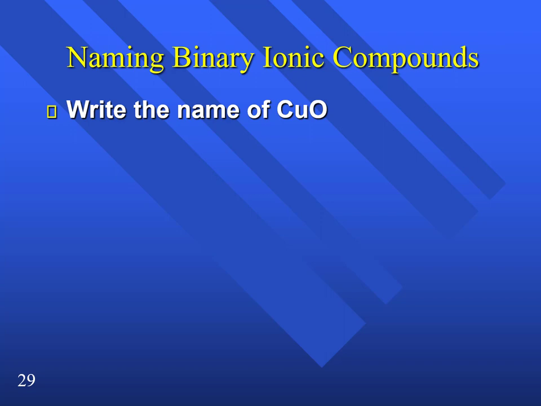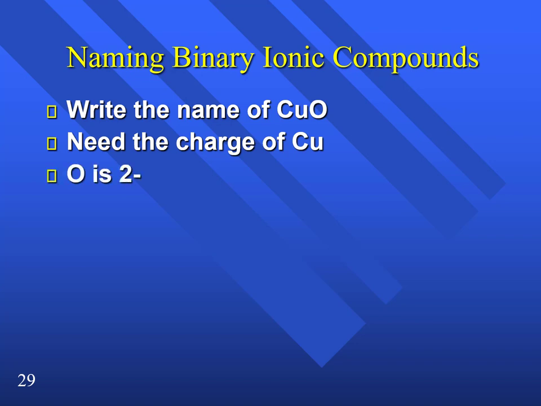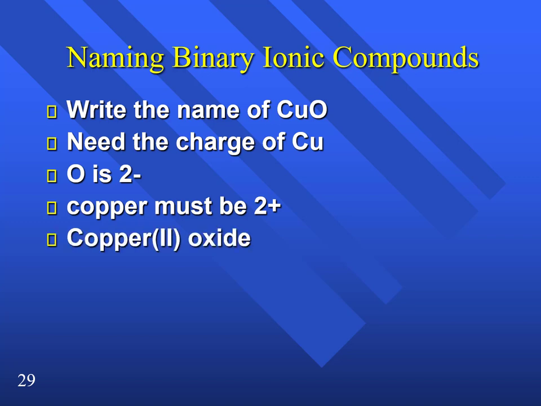Okay, so I start off, Cu on the periodic table, Cu is a metal, this is ionic. Cu is a transition metal, I need the charge on copper. My first word is going to be copper. I need Roman numerals. How am I going to figure that out? Well, I know the O is 2 negative. So if this is going to equal 0, Cu has to be 2 positive. That's the only way it'll equal 0. And that's the charge on copper. So I call it copper 2 oxide.